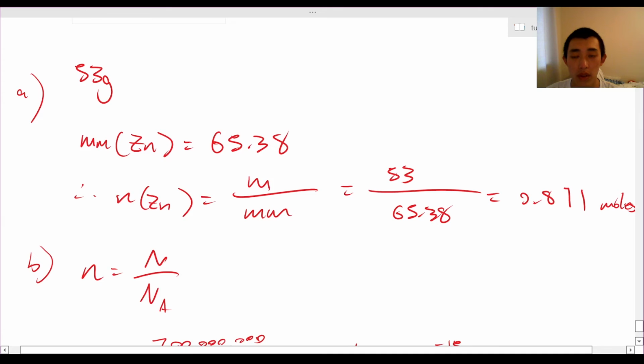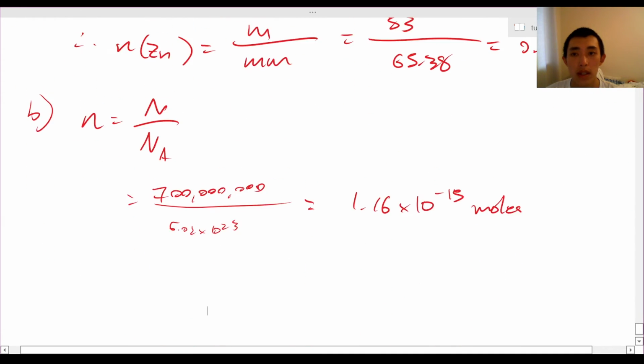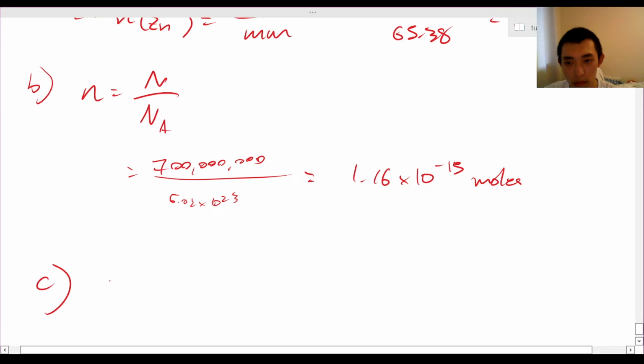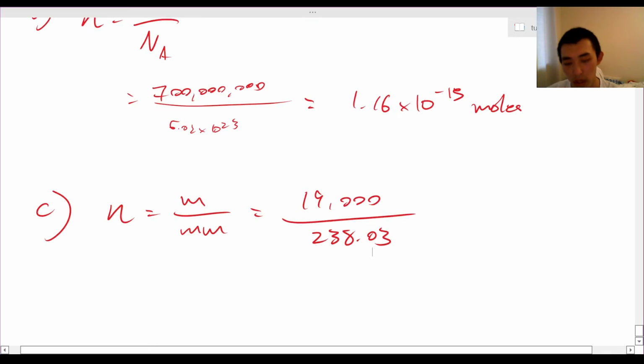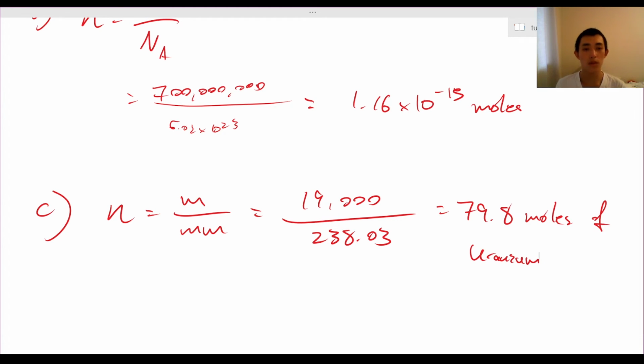Finally, 19 kilograms of uranium. The molar mass of uranium is 238, so each mole of uranium will have 238.03 grams. So this would be 79.8 moles of uranium. Okay, cool.